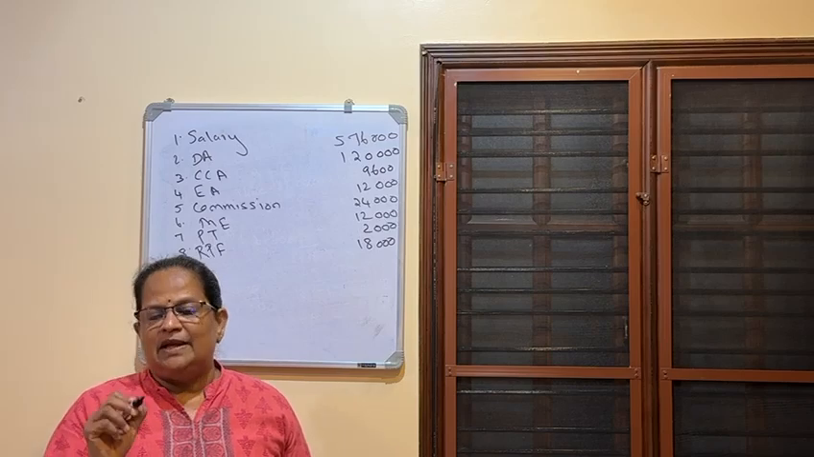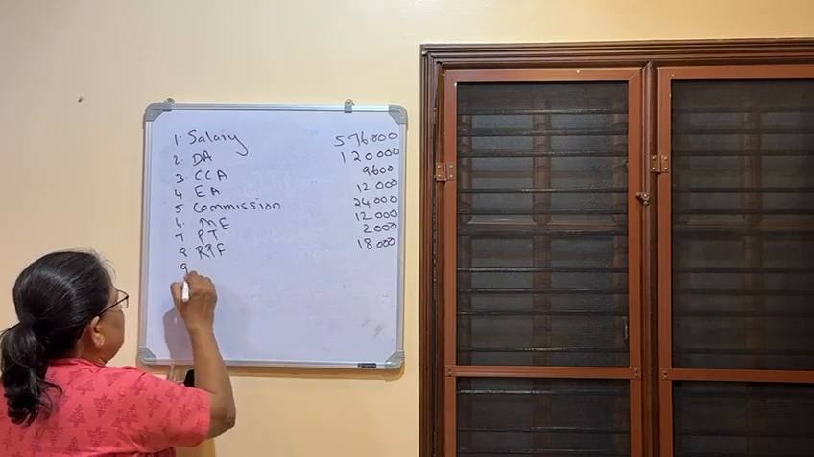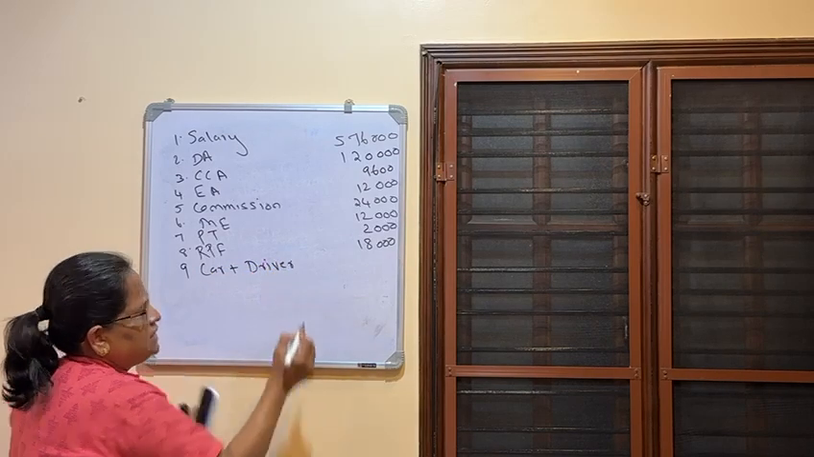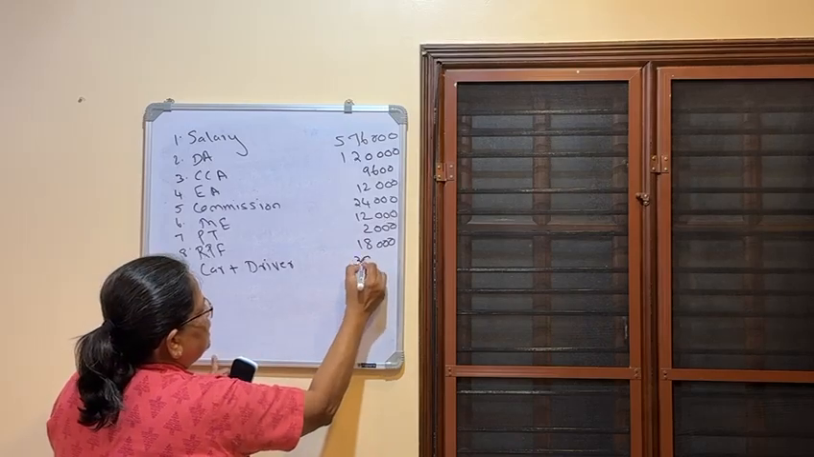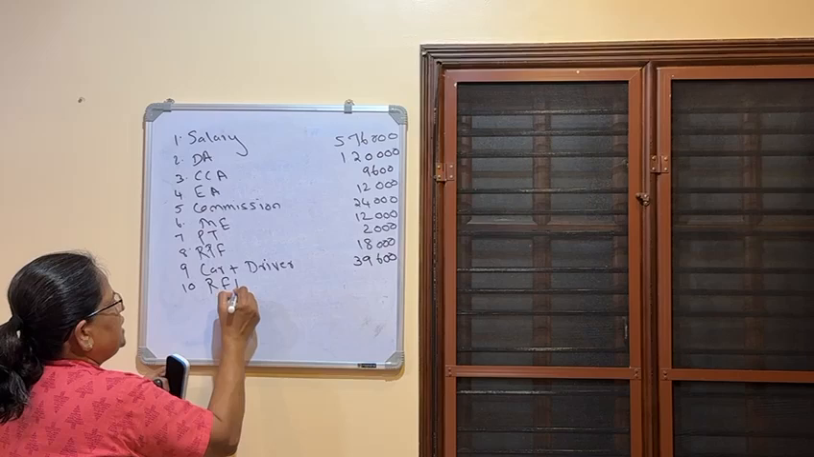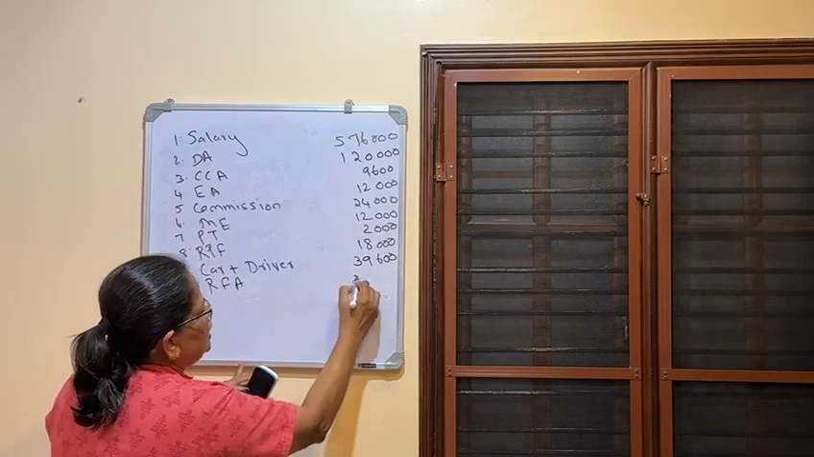Now car is equal to 1.8 litre capacity, meaning 2,400 into 12. Then driver's expenses 900 into 12. So total is car plus driver, taxable value is 39,600. Now RFA value we have already calculated, 58,620.